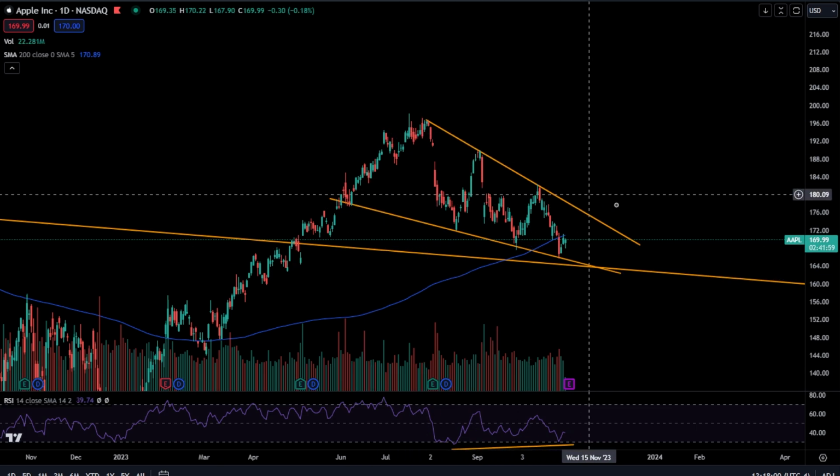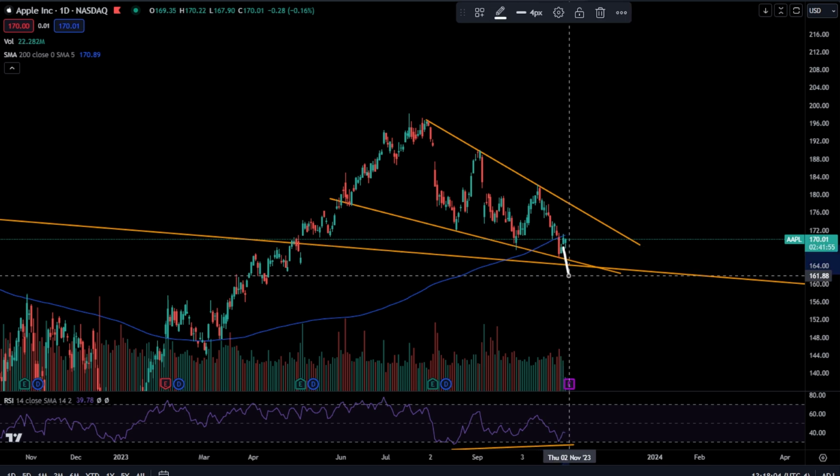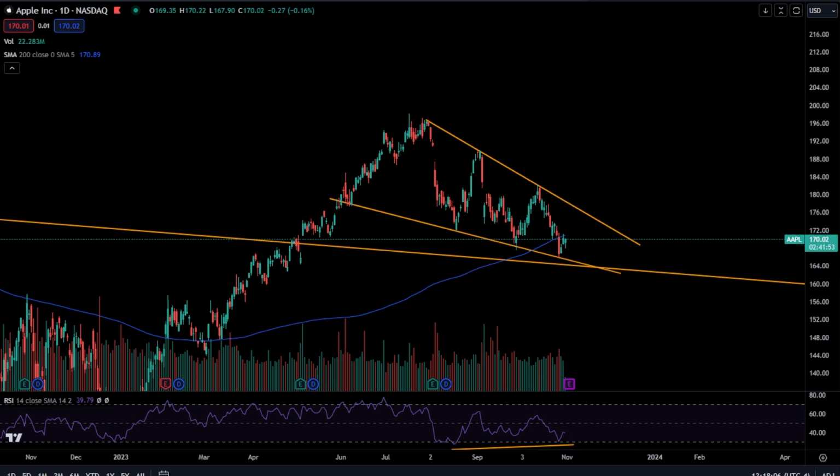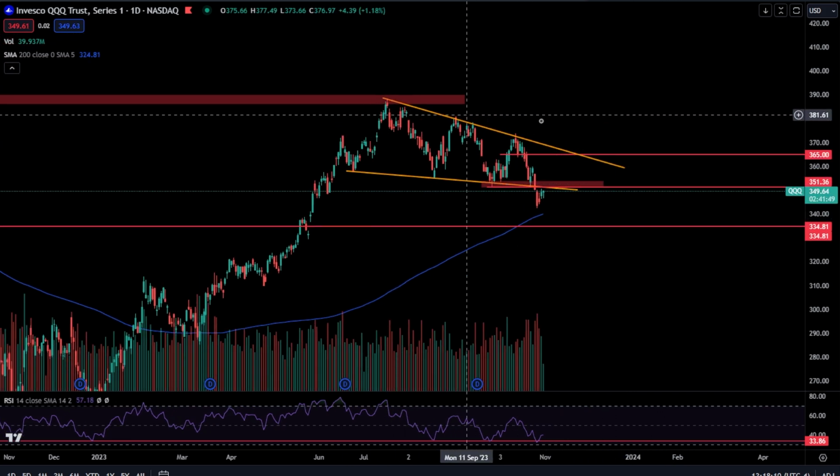Now that we have this, once you see it, you can't unsee it. Maybe we do end up doing something like that. Maybe you break down from it. We saw QQQs. Let's come over to QQQ. You broke down from your bull flag, falling wedge, whatever you want to refer to this as.